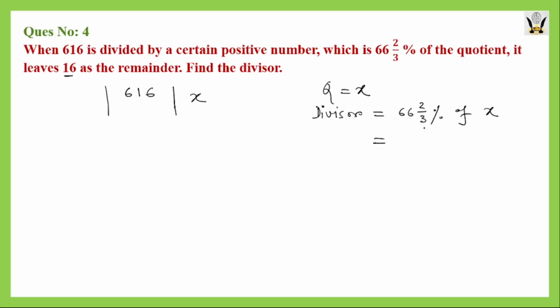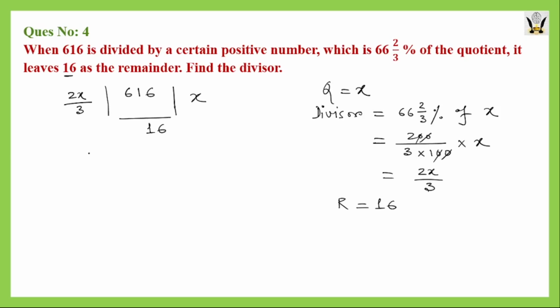So that means it is 198 plus 2, 203, and percent, that means by 100 of x means this. So that means the divisor will be 2x divided by 3, since the 0s cancel each other. And as per the statement, the remainder value is 16. Now we can write it this way.